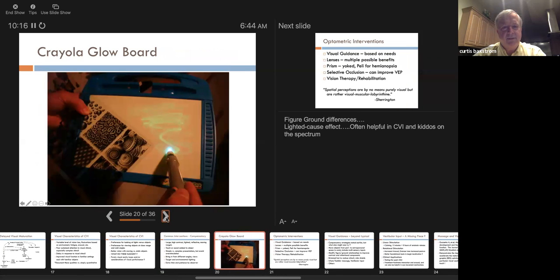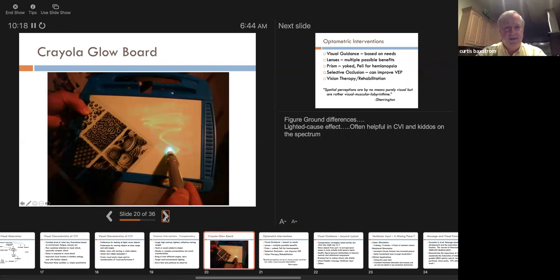So here's just an example of a patient who was having difficulty looking at all. What we found was that if we turned the lights out in the room and put a glow board up, and you put the pen into their hand, now they actually see that something's going on, with involvement of their hand.